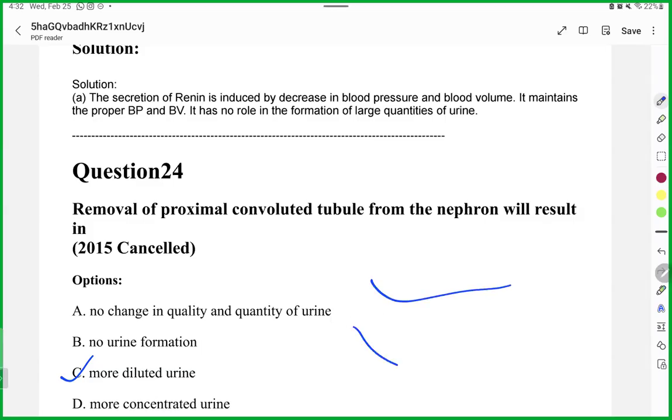Understood? PCT takes water as well as electrolyte. Electrolyte increases concentration, less dilution, and water increases dilution. Right? But water reabsorption is more in case of PCT. If you remove PCT, water will stay back, and this water will increase the dilution. Correct? More dilution.